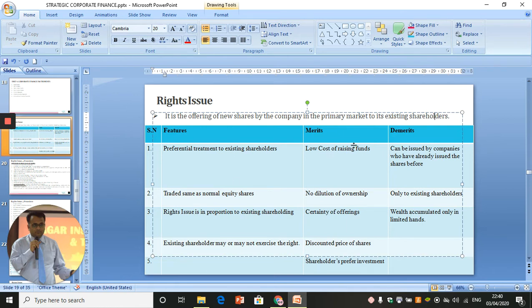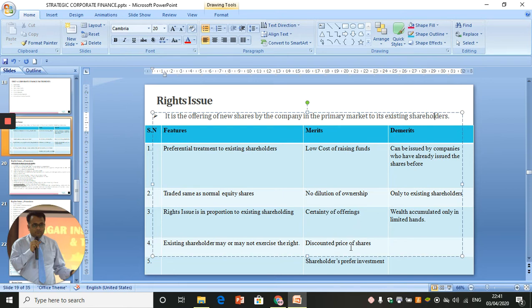Now the merits. A low cost of raising funds, because it is existing shareholders. There won't be any cost related to issuance and giving it to the public, so it costs less. Then no dilution of ownership, because the shares are going to existing owners. Everyone will have the ownership as they had before. Then certainty of offerings. The company is also free in its mind that it has given its shares to the people who are already there.